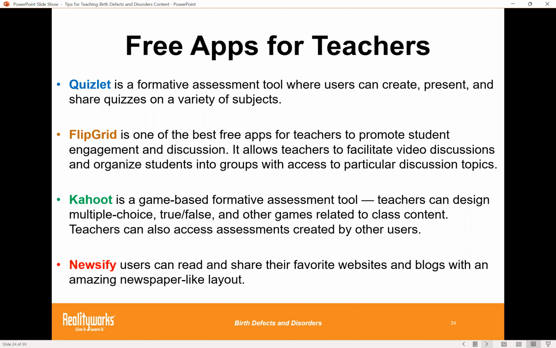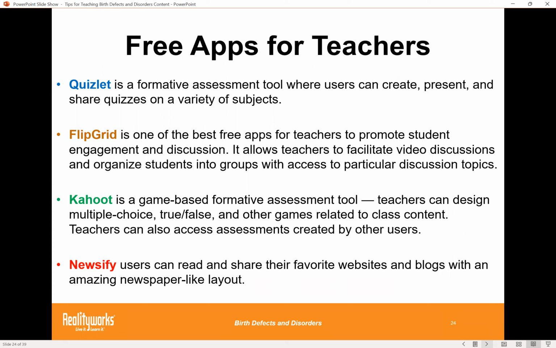And if you're interested in finding more free tools to use to create interactive experiences for your students on the topic, here are 4 highly recommended tools that are out there. There are many, many more, but here's just a few we thought we would share with you today.